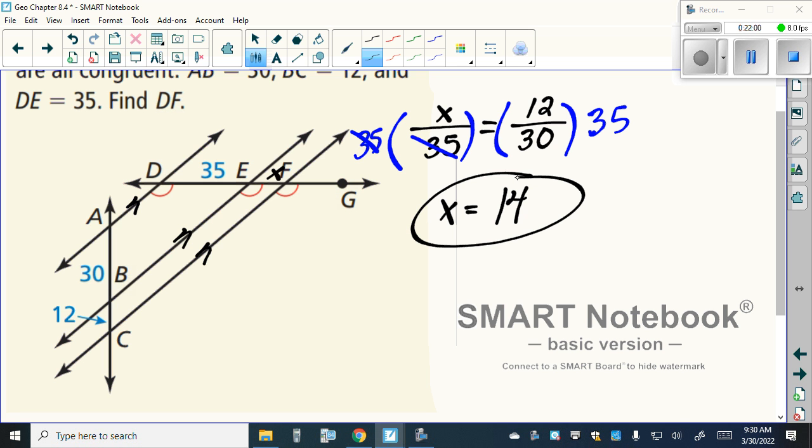I think we should get 14. Well, the reason I say that is because 35 and 30 have a common factor of 5, yes? That'll reduce 35 to 7 and reduces 30 to 6, yes? What's 12 divided by 6? 2, yes? 2 times 7 is 14. But again, all we got to do is type that in, and the calculator will do it. Any questions on any of this here? We ready for the next one?